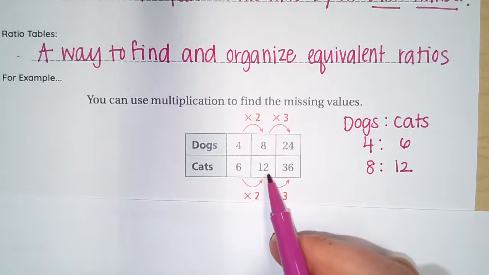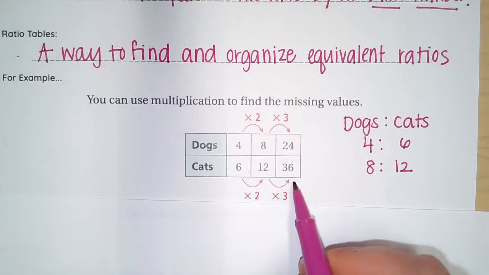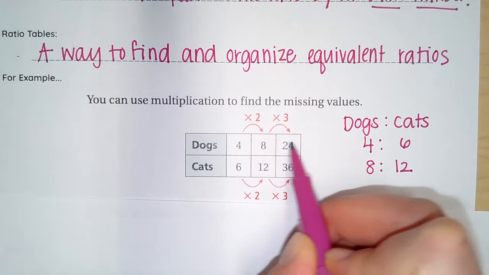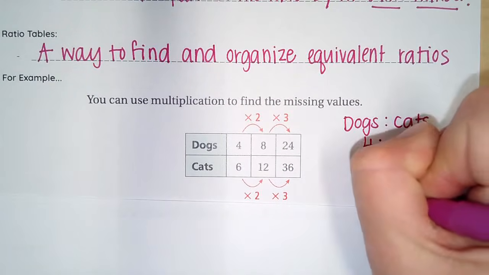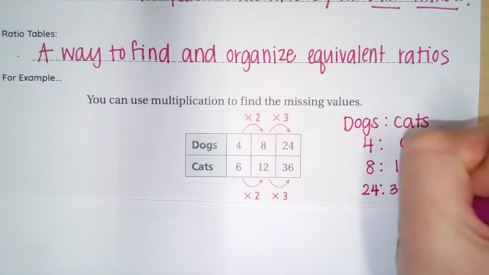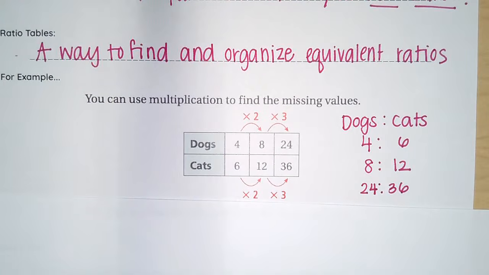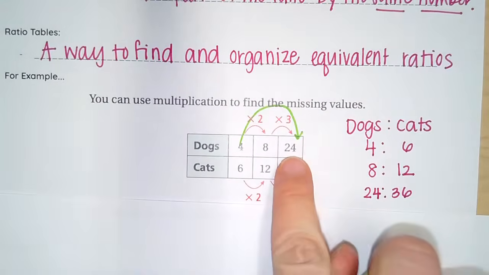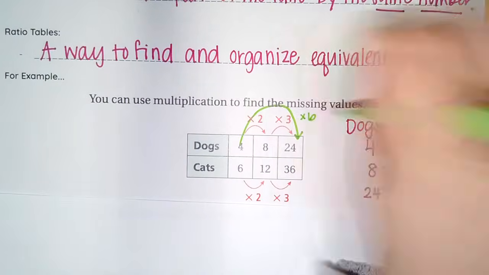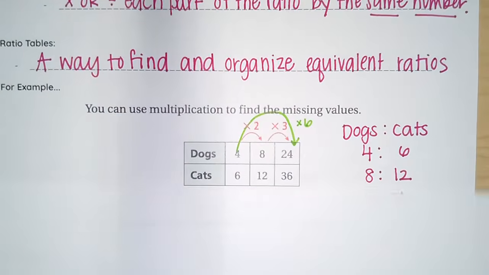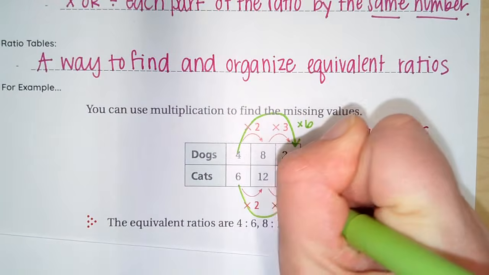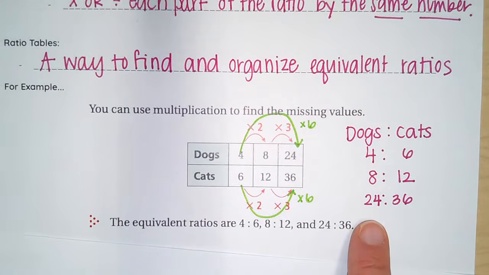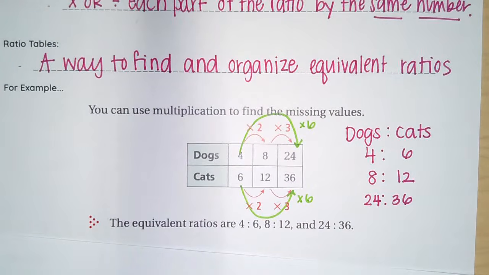Now we could take that 12 and multiply that by 3 to get 36, and that 8 by 3 as well to get 24, which would get us another equivalent ratio. Another option would be to go all the way back to that 4 and say, okay, 4 times what equals 24? Well, we would multiply by 6. So we could multiply 6 by 6 as well to get 36. So your equivalent ratio would be 24 to 36.